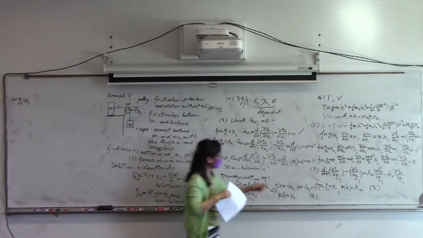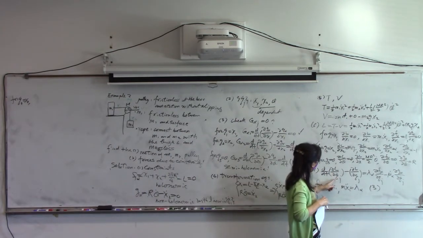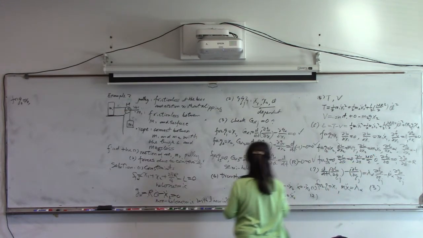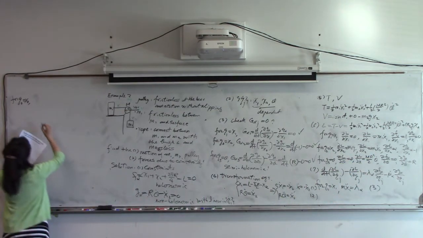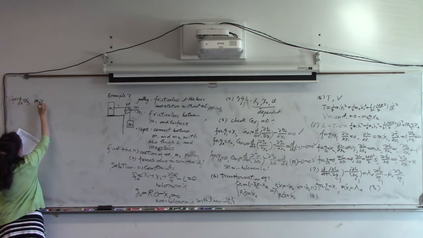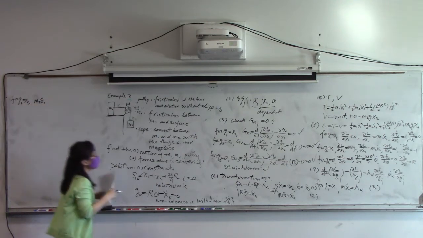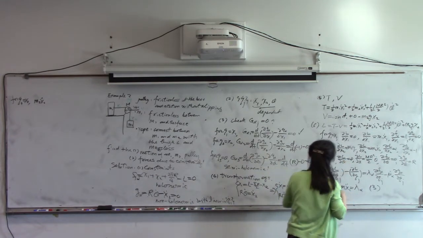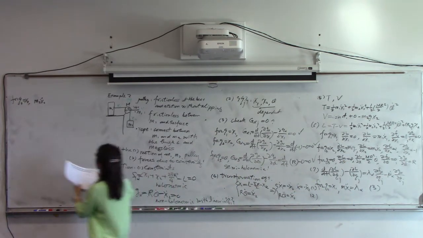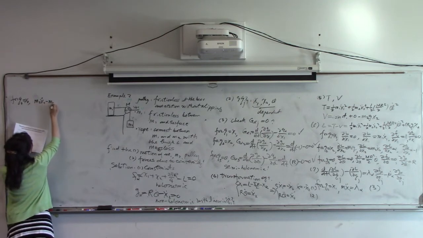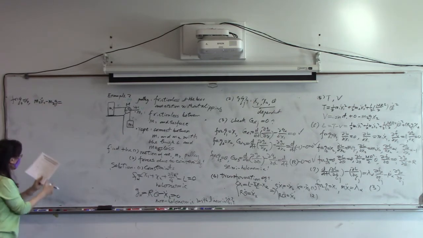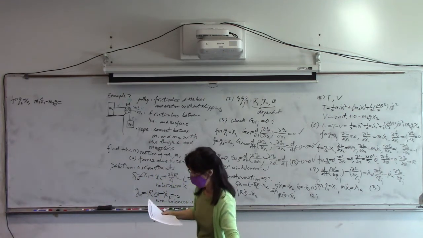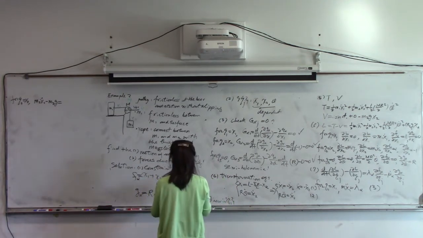So now d/dt of partial L partial x2 dot is m2 x2 double dot. And we have a non-zero term: partial L partial x2 is m2g. So that's minus m2g. So that is the left hand side. Let's go to the right hand side.